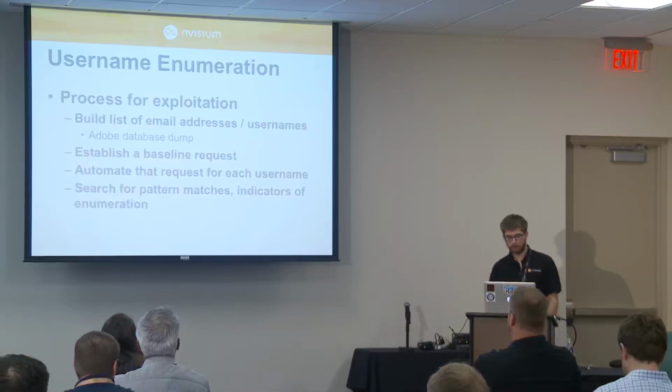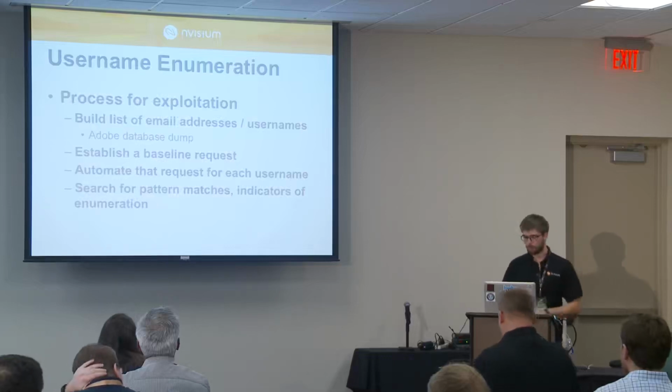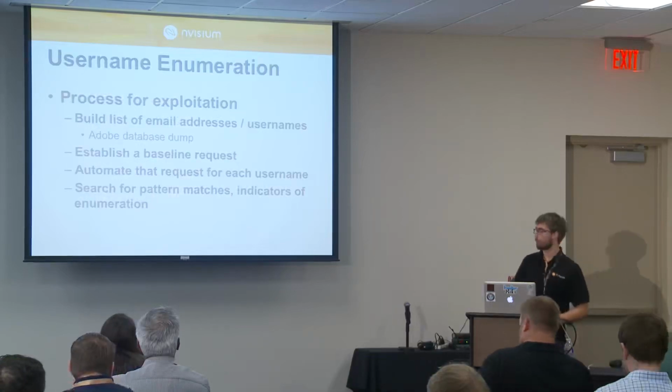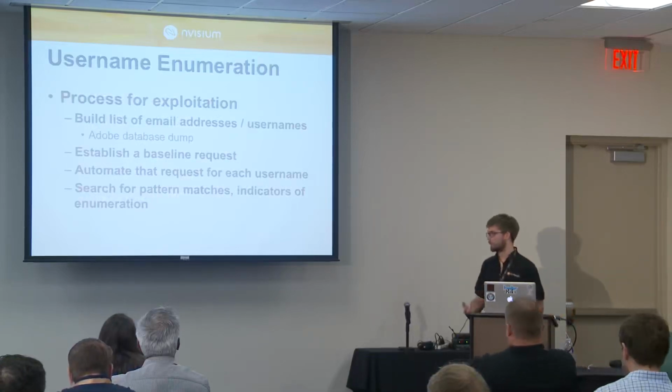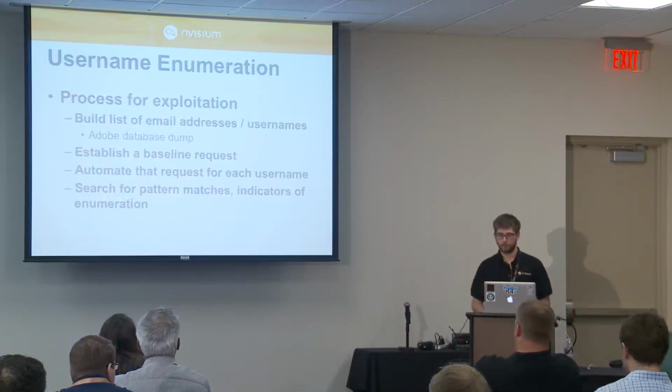So given the dictionary list, we establish a baseline request, which means we try it manually first. And then we can use the dictionary to automate that process. And we search for the patterns that indicate that it's vulnerable, such as the verbose error message, the HTTP response code, etc.